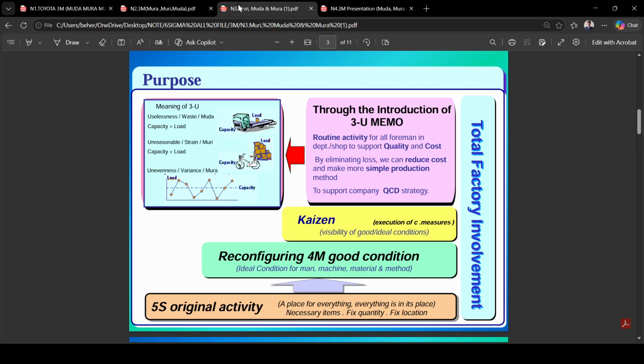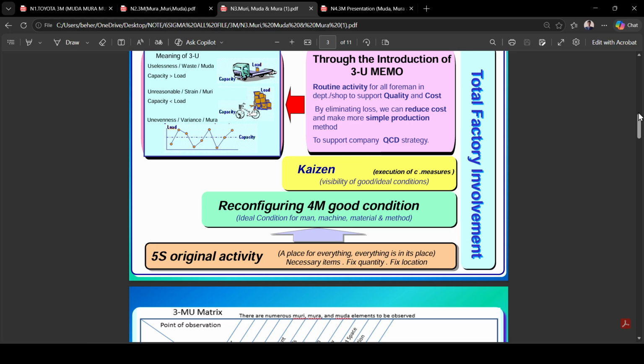Through the introduction of the three U memo, it becomes a routine activity for all foremen in the department to support quality and cost. By eliminating loss, we can reduce cost and make production methods simpler to support the company's quality, cost and delivery strategy. Kaizen means reduction of measures and visibility of good or ideal condition. That is the origin activity.